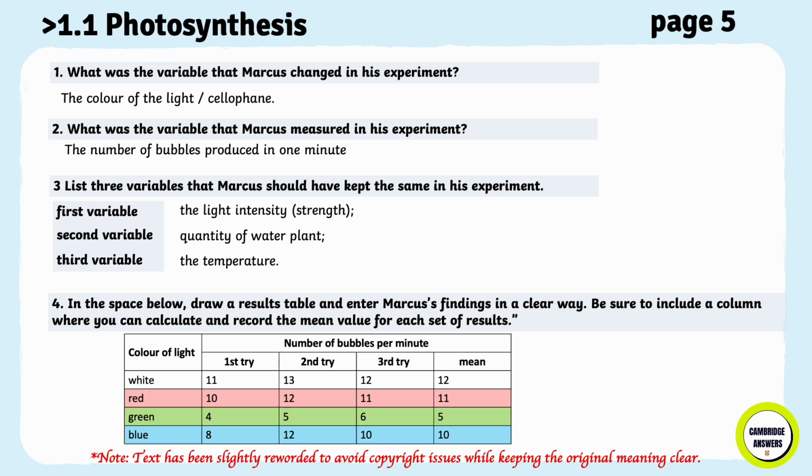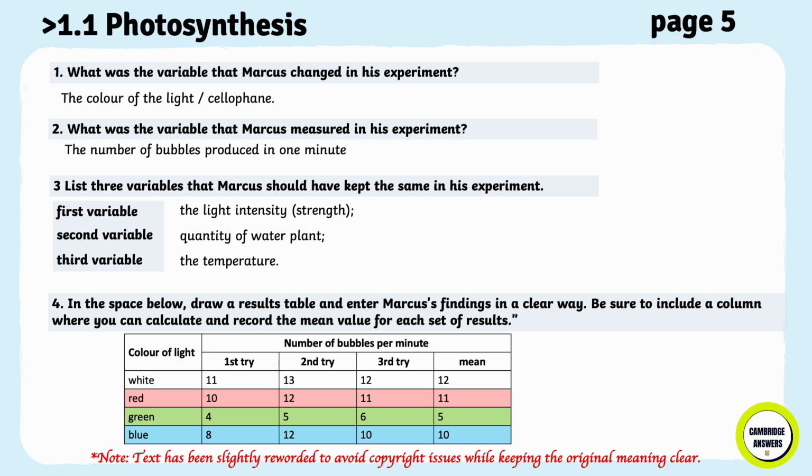Question 4. Here are Marcus's results. In white light, the plant made 11 bubbles, then 13, then 12. That's a mean of 12 bubbles per minute. In red light, the plant made 10, then 12, then 11. That's a mean of 11 bubbles per minute. In green light, the plant only made 4, then 5, then 6. That's a mean of just 5 bubbles per minute. And in blue light, the plant made 8, then 12, then 10. That's a mean of 10 bubbles per minute.